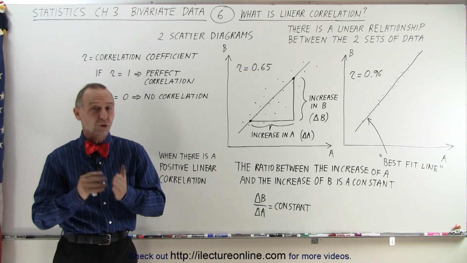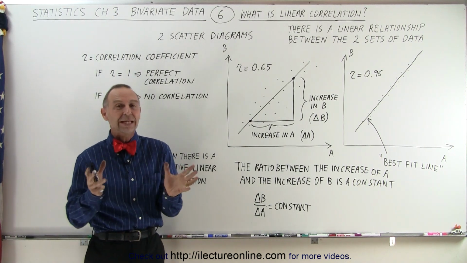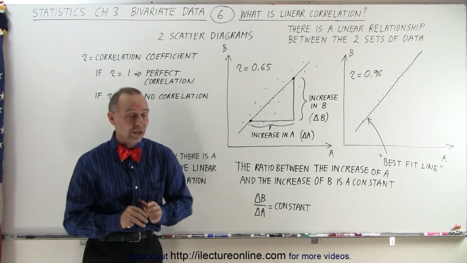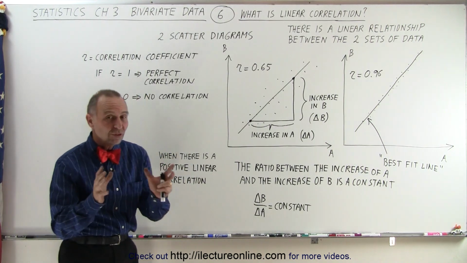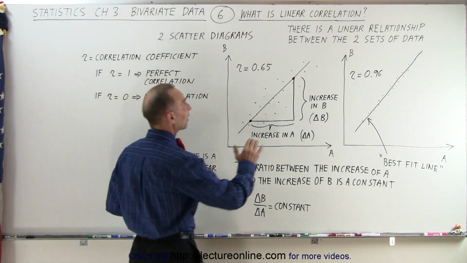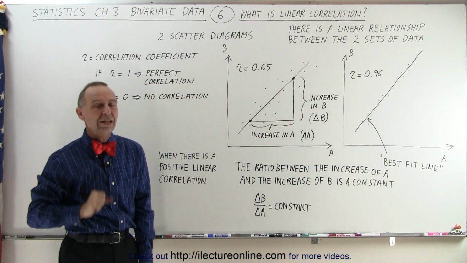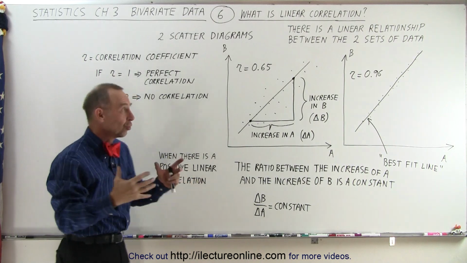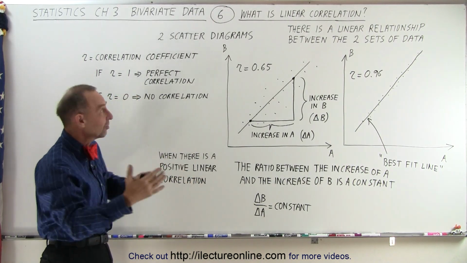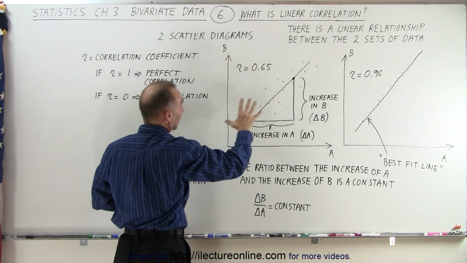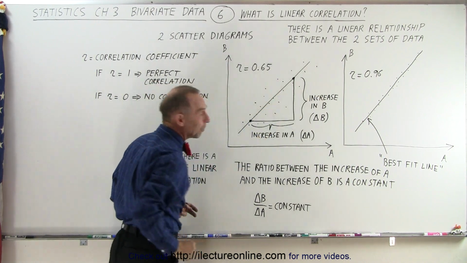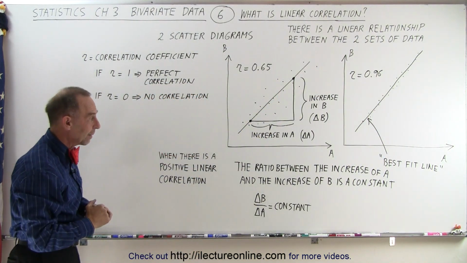Now let's explore the concept of linear correlation. What do we mean by linear correlation? Well, we have two data sets supposedly related to one another. Then, if there is a linear correlation between the data sets, that means there's a linear relationship between the two data sets. One way to show that visually is to take the data sets and draw what we call scatter diagrams. And here we have two examples of two different kinds of scatter diagrams.